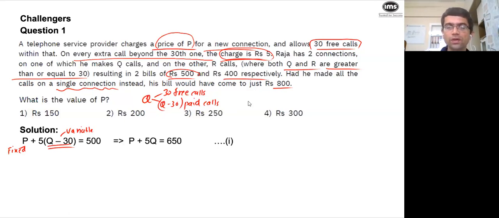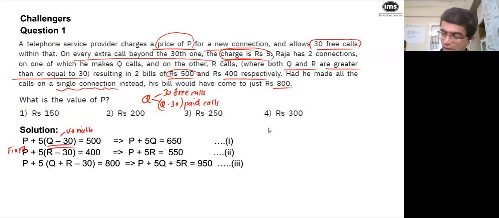If you draw a similar equation for the second calls, what will happen? Now he has made R calls from the other connection. So how many chargeable calls now? R minus 30. Just like Q and Q minus 30, there will be R minus 30. So P plus 5 into R minus 30 is going to give me 400, which is the second bill. 500 first bill, 400 second bill. You get these 2 equations, 1 and 2. If I add the 2 equations, I will get something.